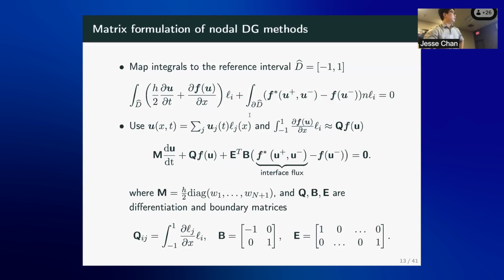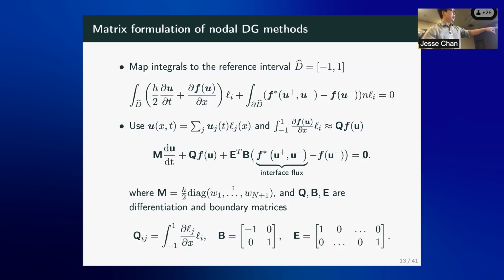So the formulation of nodal DG methods that we're going to rely on is actually a matrix formulation. And what we'll do is we'll take our DG formulation on each element, map it to the reference element, D hat, and we get the scaling of h over 2. And if we just take this and turn this entire thing into a matrix formulation, you end up with something that looks like this following semi-discrete form, where you have a mass matrix M, some differentiation matrix Q, and then some boundary matrices to incorporate this numerical flux. This mass matrix turns out to be diagonal in this case. That's helpful for us. And then these differentiation and boundary matrices satisfy the following form. This extraction matrix E just picks out the left and the right endpoints, which are going to be the values that we use to compute our numerical fluxes.